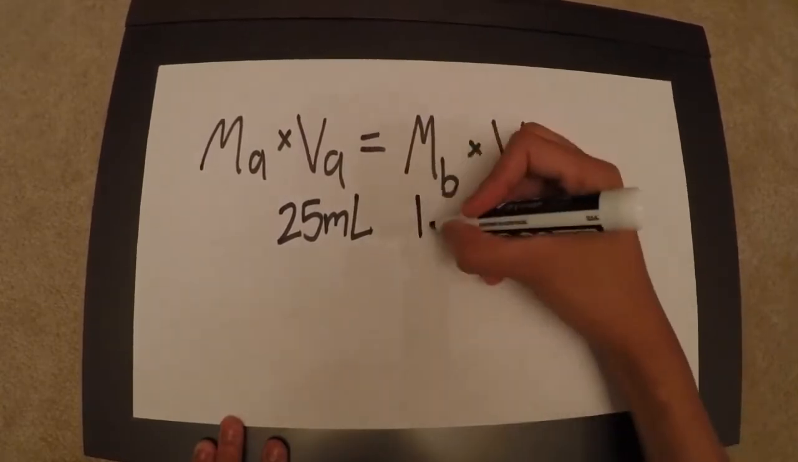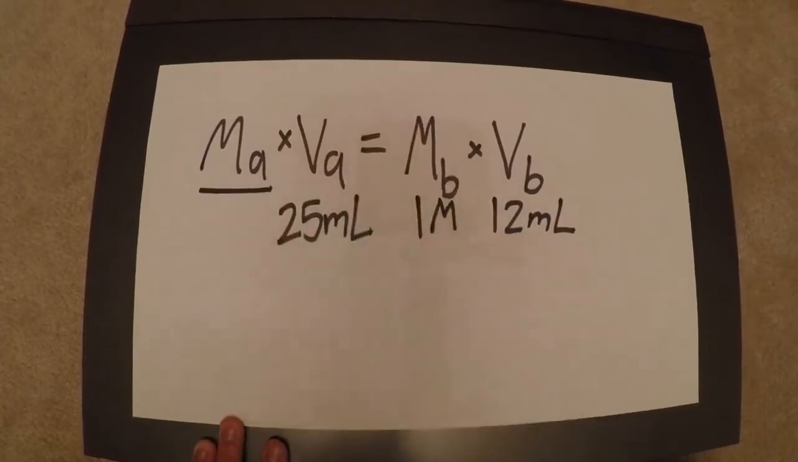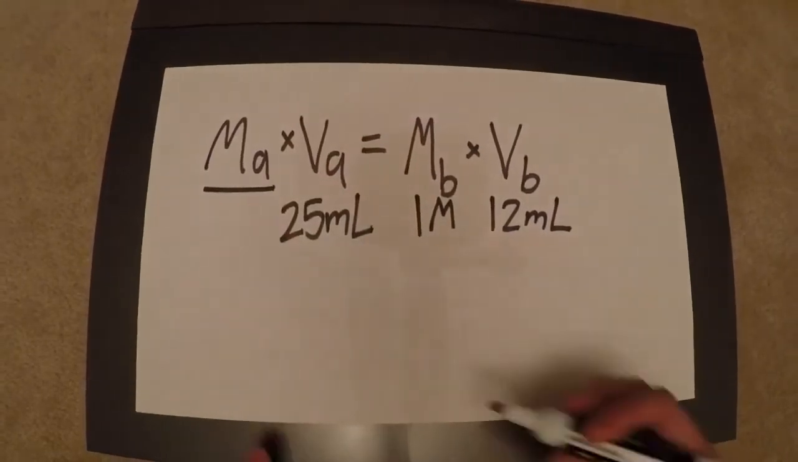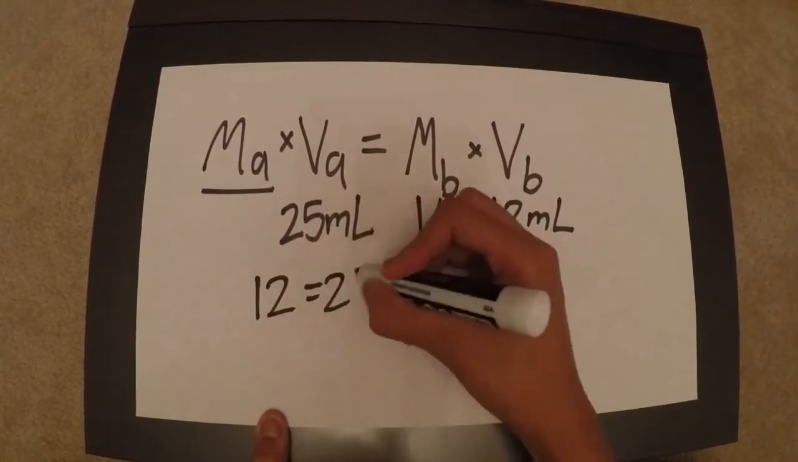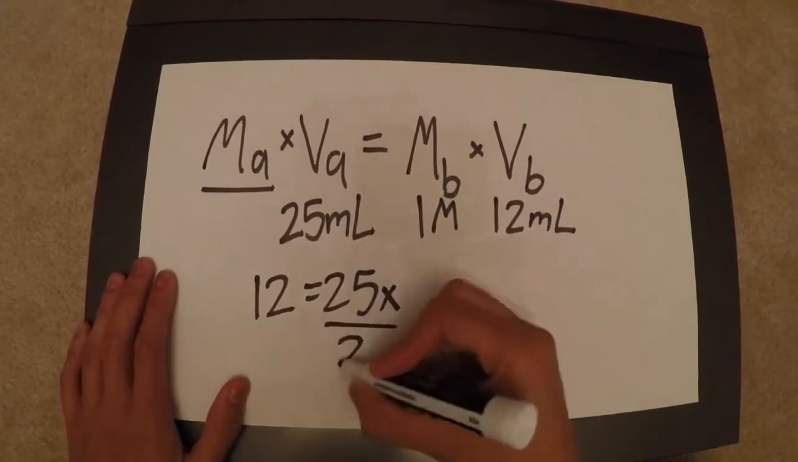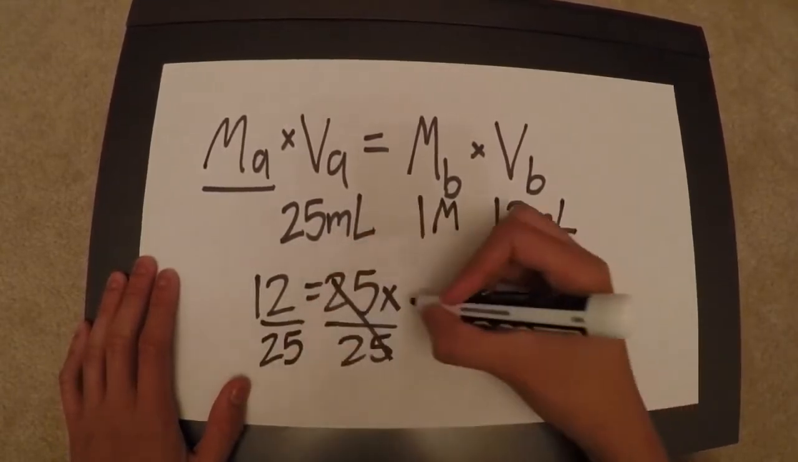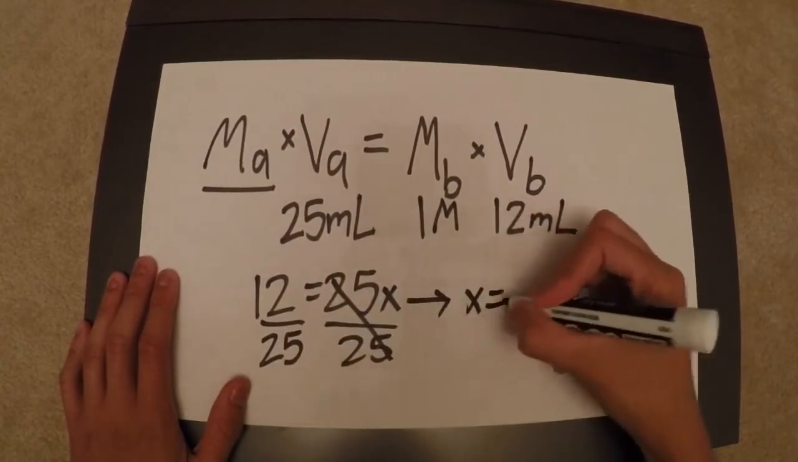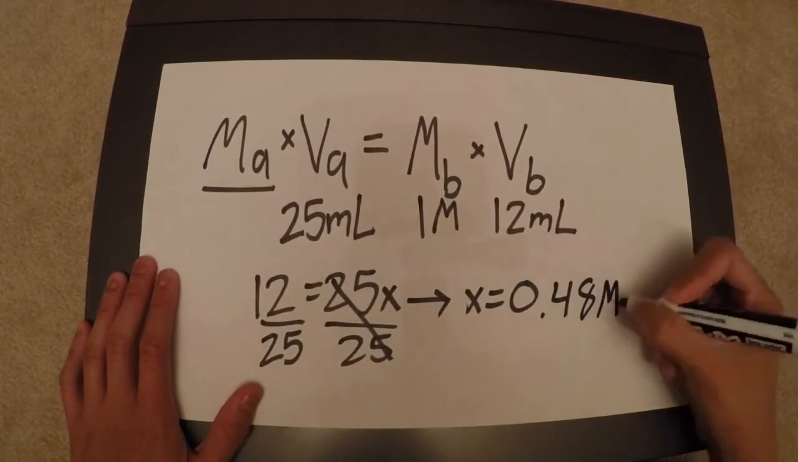Now, if that sodium hydroxide was 1 molarity, then that just means we need to solve for the molarity of the acid. Okay, so that means 12 on the base side is equal to 25x on the acid side. Now, if we just divide that, that means x is going to be equal to 0.48 molarity.